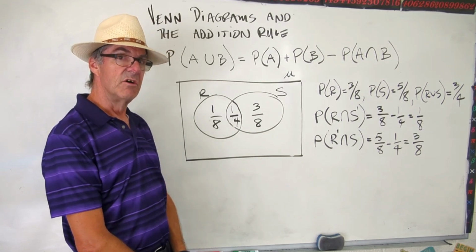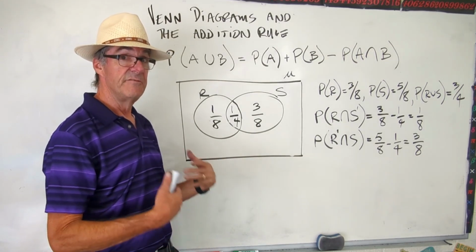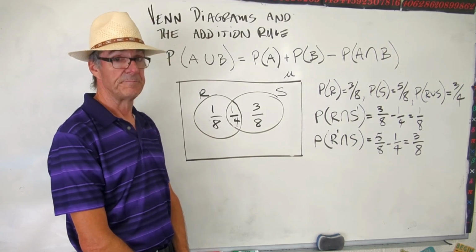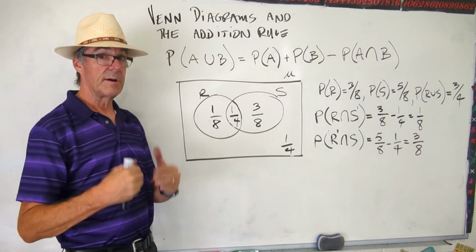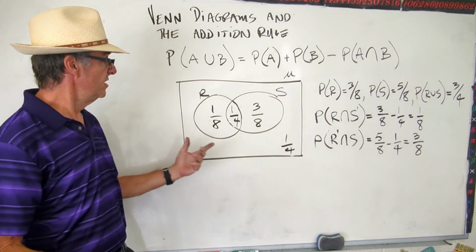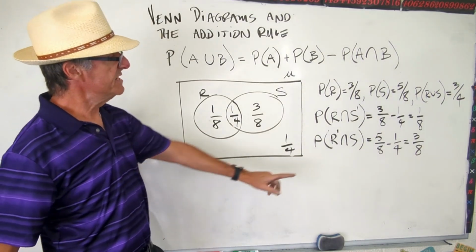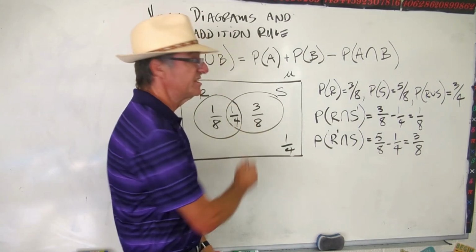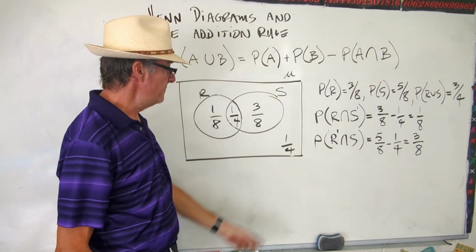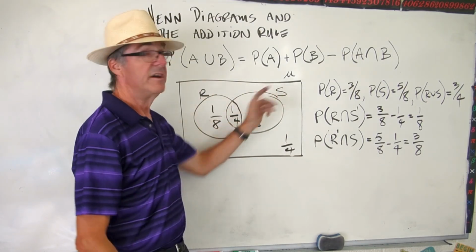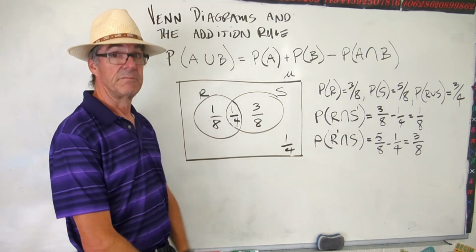So now pause the video, consider whether you're done, and if you think you're not done, finish out this Venn diagram. Remember, all probabilities add up to 1 when you consider a full situation. So we know from the very beginning that the probability of the union of all 3 of these things is 3/4. So that means there has to be 1/4 that falls outside events R and S. So I put that there.